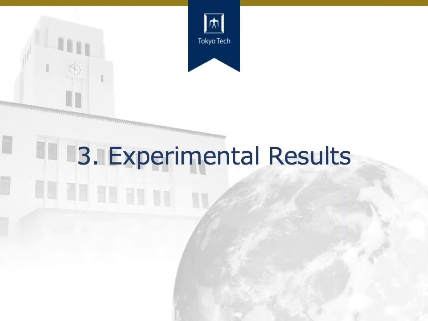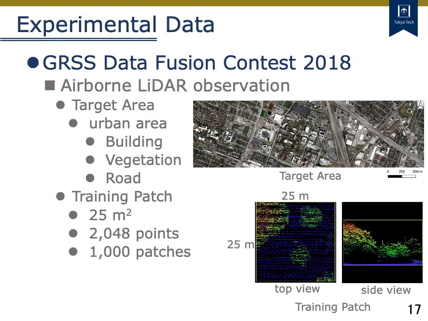Here, I will talk about experimental results for the evaluation of our method. For this experiment, we used GRSS Data Fusion Contest 2018 data. The target area is an urban area as shown in the upper figure. This area contains buildings, vegetation, roads, and so on.